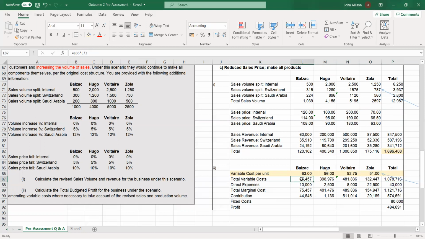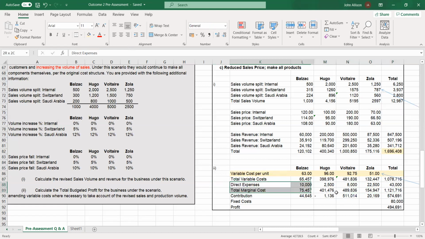Once I've got the total variable costs of making each of these components, I can get the total variable cost by adding up the variable cost of each of these components. So the 65,457 for Balzac, plus the amount for Hugo, plus the amount for Zola, and plus the amount for Voltaire. So you can get the total variable cost to the company of £1,078,716.